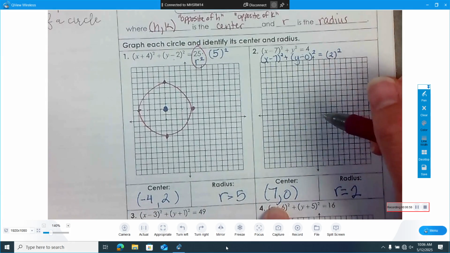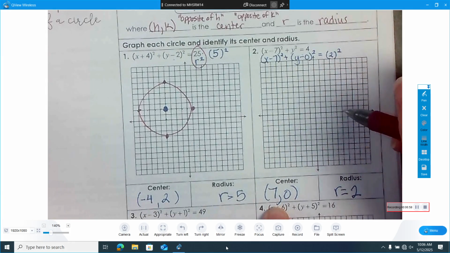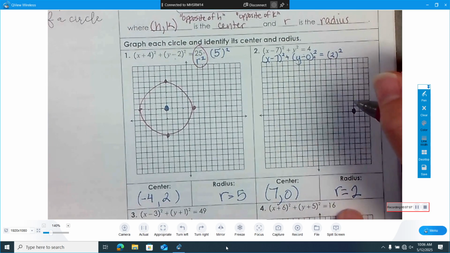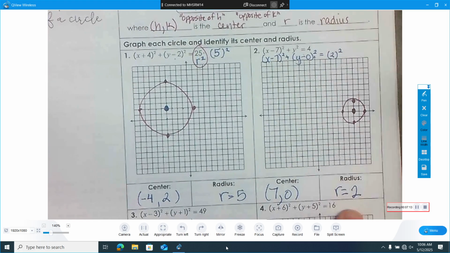And so to graph that, I'm going to graph the center. That would be 7 units. 1, 2, 3, 4, 5, 6, 7. 0 on the y-axis, so just 7 to the right. And then I'm going to plot my radius. 2 units up, 2 units to the right, 2 units below, 2 units to the left. And there we go. Circle.